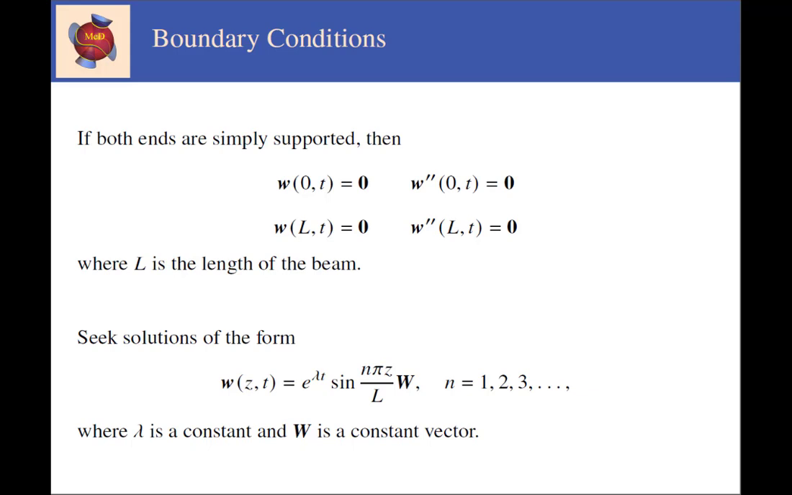So let's look for solutions of the form e to the lambda t times the sine of n pi z over L times a constant vector w. A solution of this form automatically satisfies the boundary conditions. At the moment, lambda is an unknown constant that determines the time behavior, and w is an unknown constant vector. If w is identically 0, then the beam remains straight. So to observe whirling, we seek a non-zero w vector. Solutions of the governing equation are stable if the real part of lambda is negative.